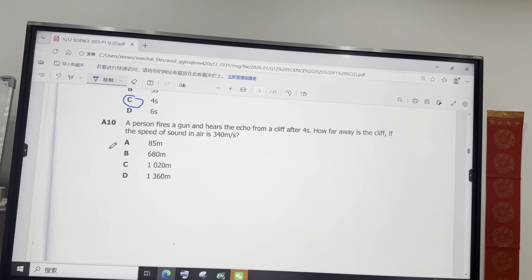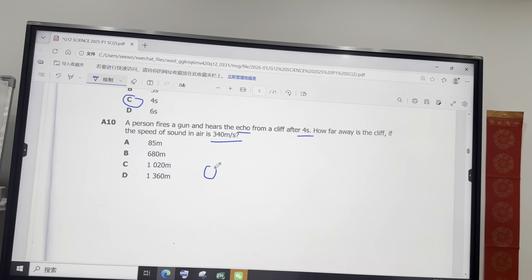We'll share other videos where I'll explain more about all this. Okay, let's go to question 10, and this is the last question for this video. Question 10 says, a person fires a gun and hears the echo from a cliff after 4 seconds. How far is the cliff from the person, if the speed of sound in air is 340 meters per second?